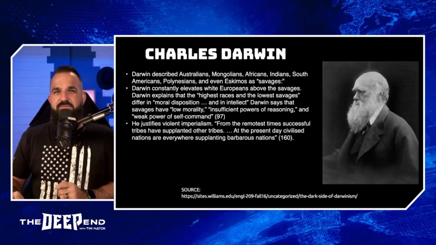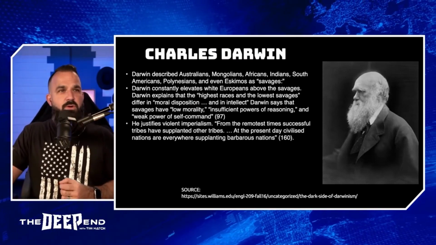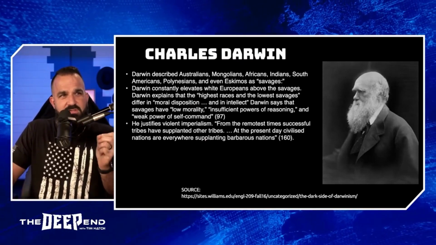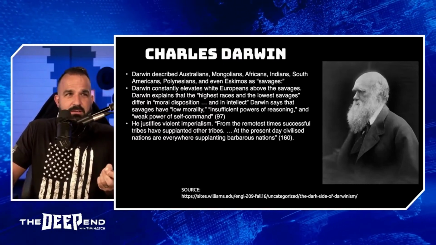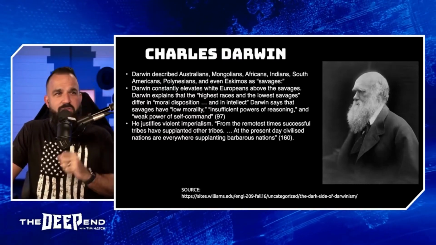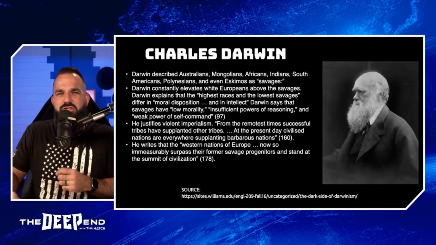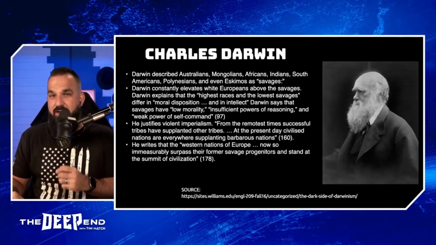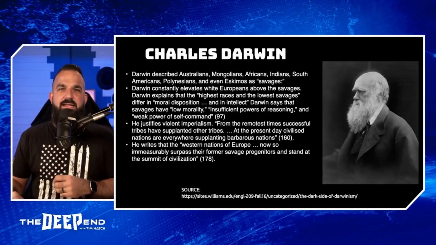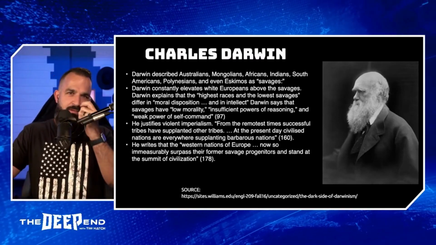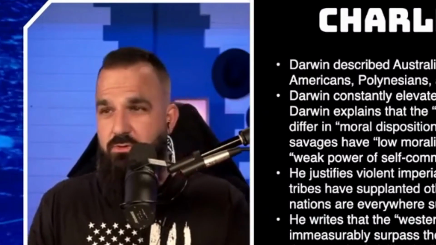He also justifies violent imperialism. Quote, from the remotest times, successful tribes have supplanted other tribes. This is him writing. At the present day, civilized nations are everywhere supplanting barbarous nations. He writes that the Western nations of Europe now so immeasurably surpass their former savage progenitors and stand at the summit of civilization, end quote. That's just one source. I take you to another source.